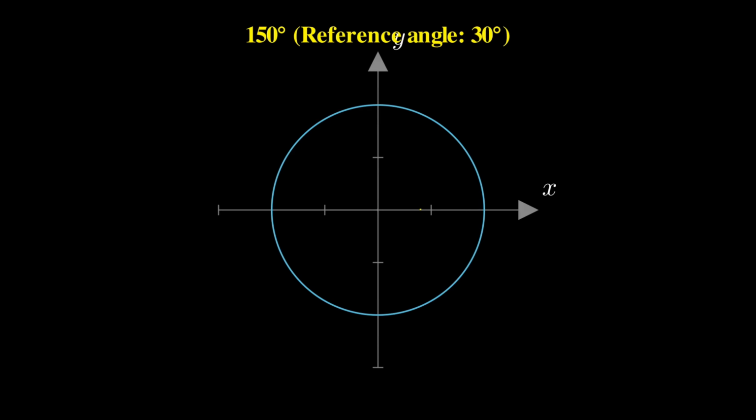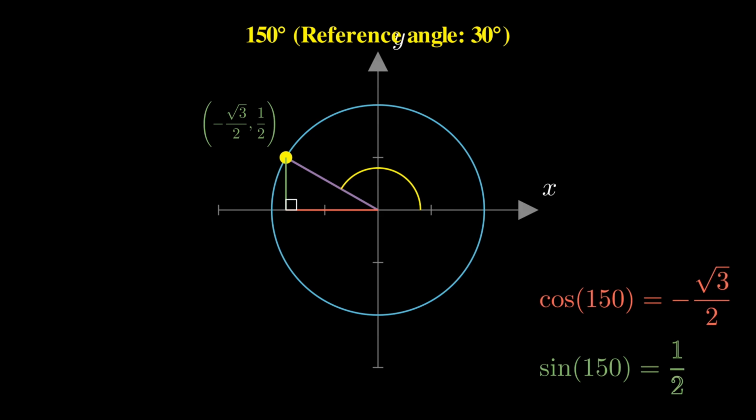Now, look at 150 degrees. Its reference angle is 30 degrees. Its point is (negative root 3 over 2, 1/2). So cosine of 150 is negative root 3 over 2, and sine of 150 is still 1/2. The unit circle extends the logic of the triangle.